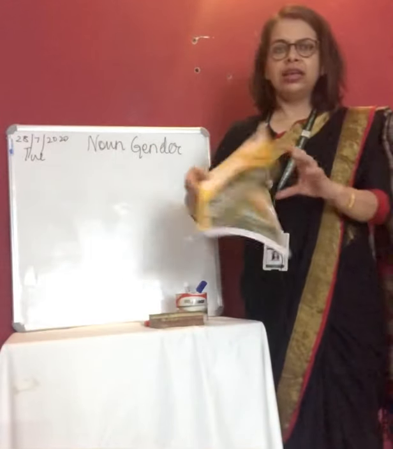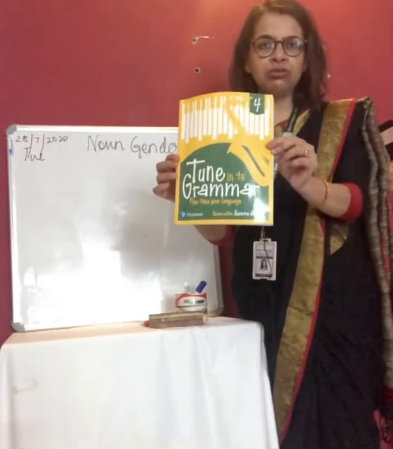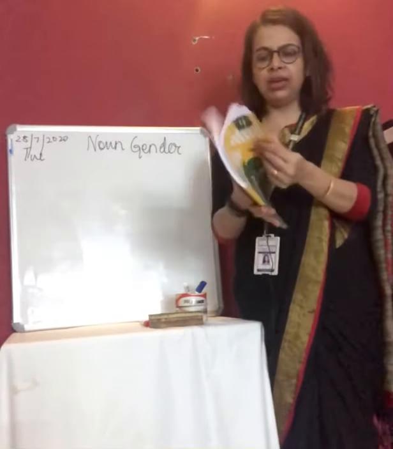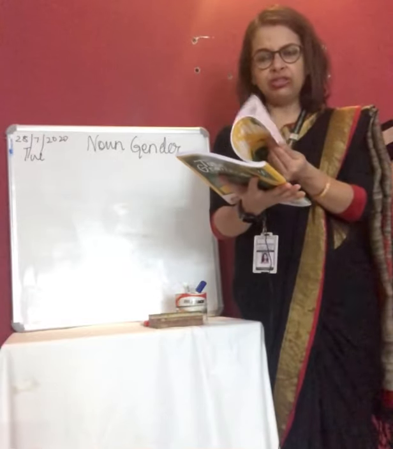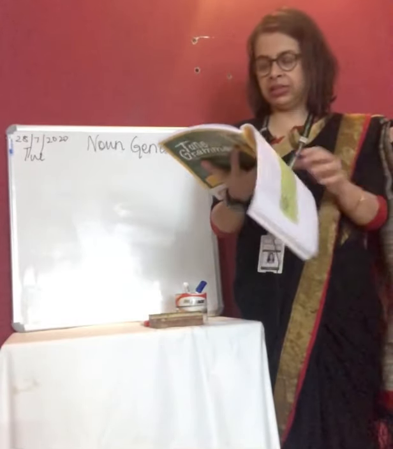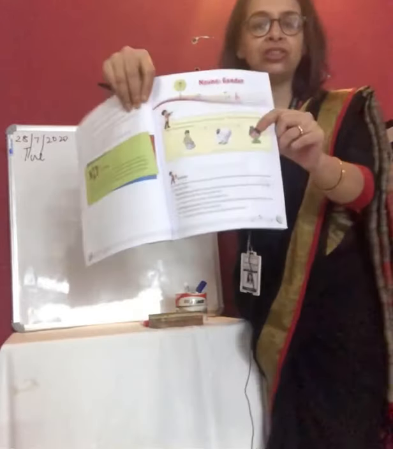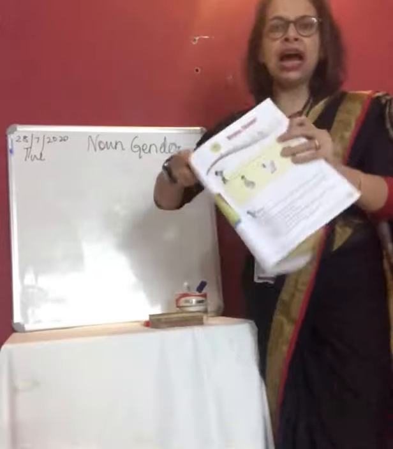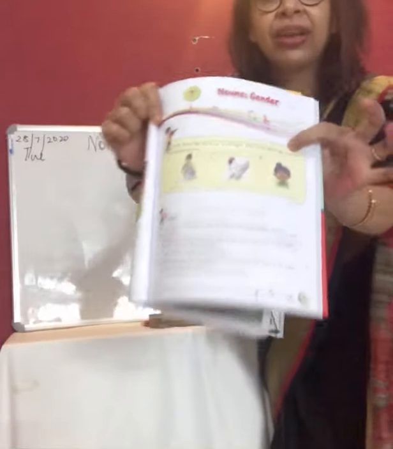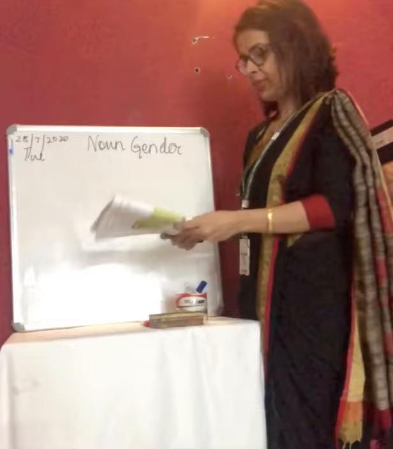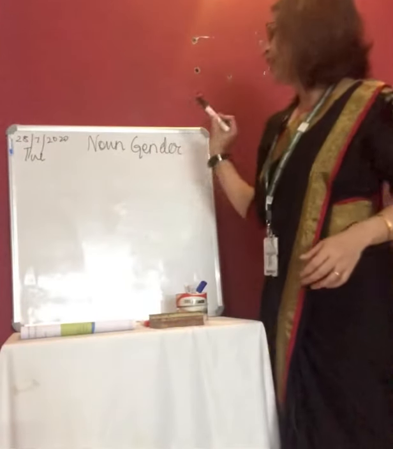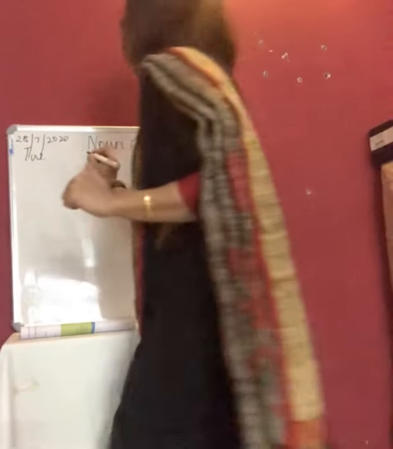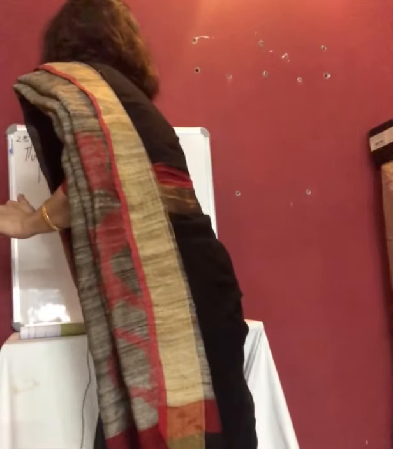Before I begin, children, this is the book Tune Into Grammar, chapter number 7 we are doing. I will tell you the page also. It is page number 37. Alright. We are doing noun gender. Now, as I said, noun gender can be of 4 types. The first one is masculine gender.